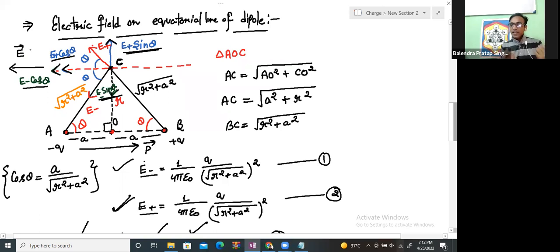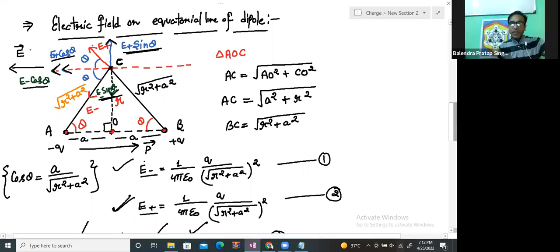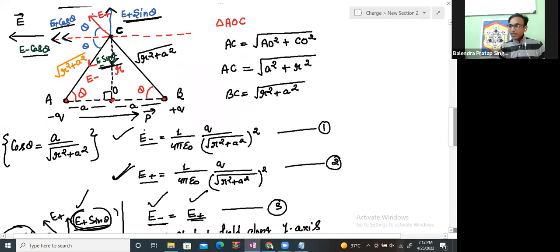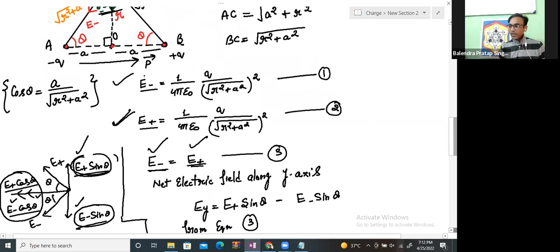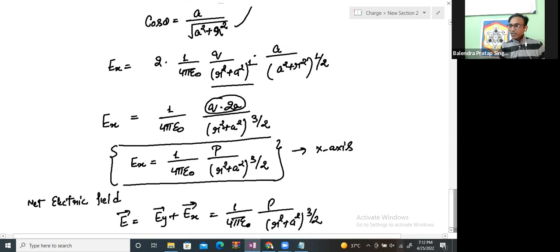So in this case, the electric field and the electric dipole are opposite to each other. They are not along the same direction. Is it clear? The direction of the dipole moment is from negative to positive, and the electric field is along the negative x-axis. So we have to put a negative sign to get the exact value of the electric field with direction.